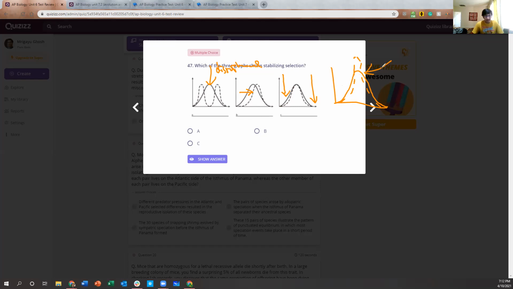I would represent stabilizing selection like this if both of them are in the same diagram, just because we know that the areas have to both be the same because they're both 1. So this is C, so C is the right answer for stabilizing selection. Let's check. And that's correct. Okay. Disruptive selection, we just talked about this. Disruptive would be A. Yep, and then directional would be B.